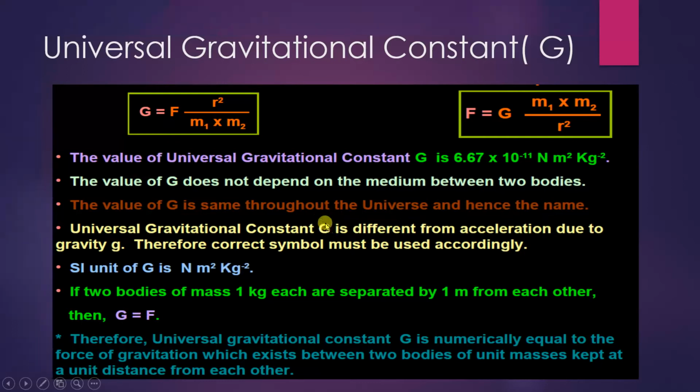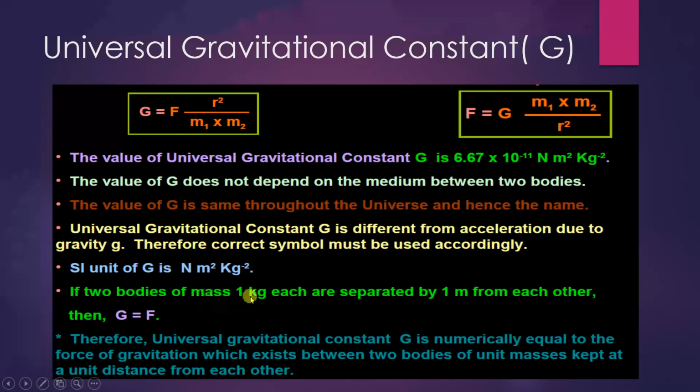So understand from now, this G is constant throughout the universe. This G has a fixed value. It will not depend upon the medium or the size. There is no dependence on anything. And the SI unit of G is Newton meter square per kg square.